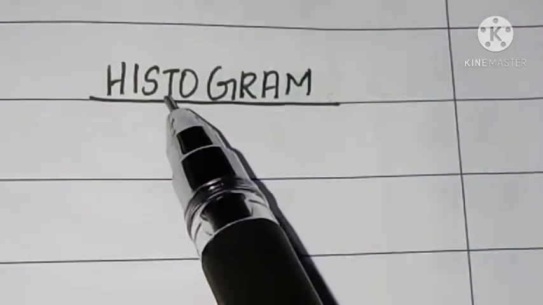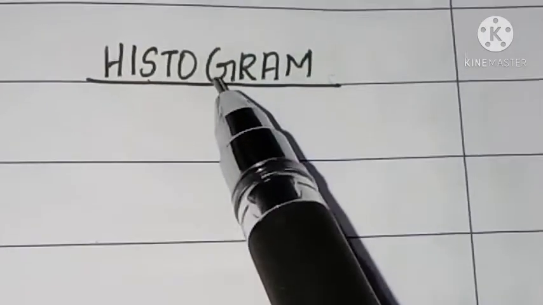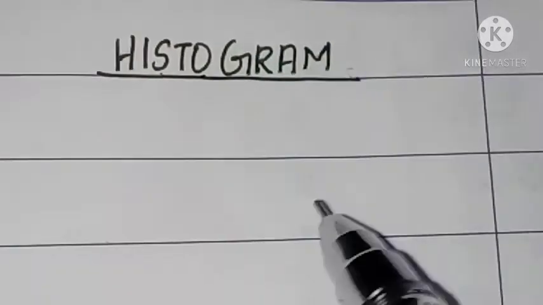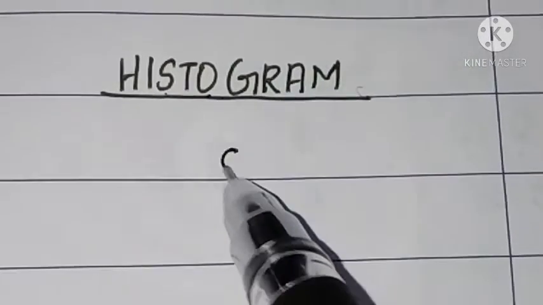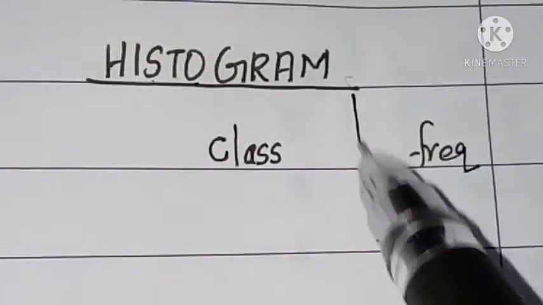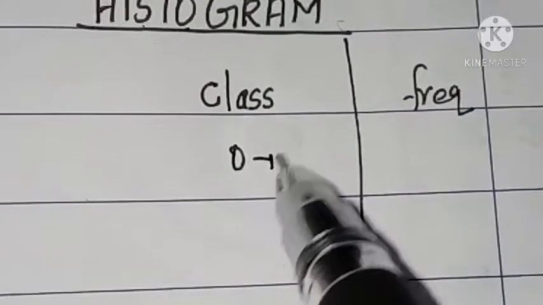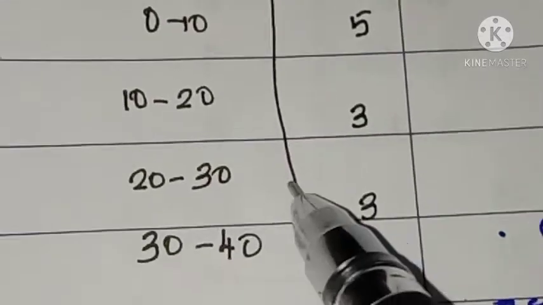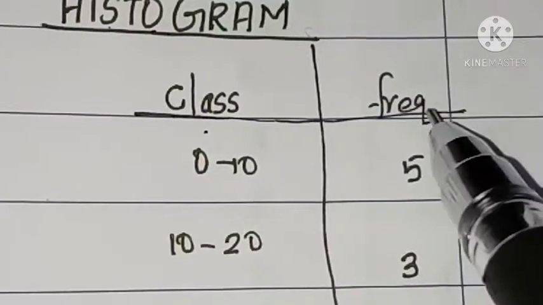Good morning to all. Today we are going to discuss the next graphical representation, histogram. Listen, suppose we have data with class intervals and frequency. Class intervals are 0 to 10, 10 to 20, 20 to 30, 30 to 40, with frequencies 5, 3, 3, 2. Just suppose this data is given, class intervals and frequency.